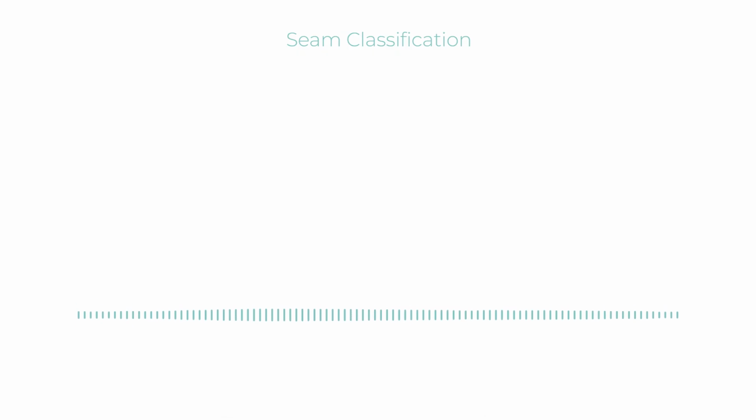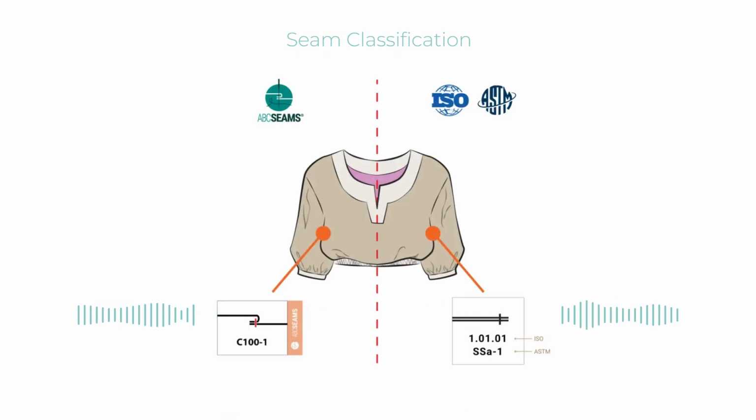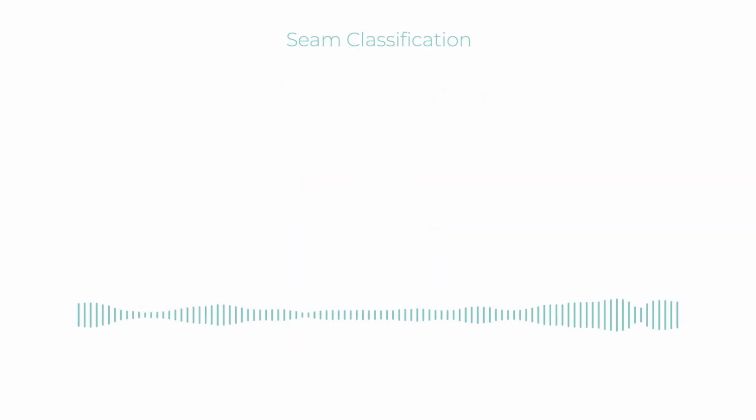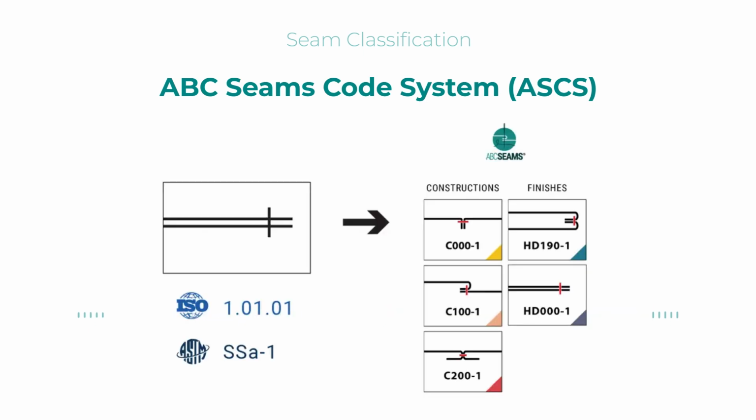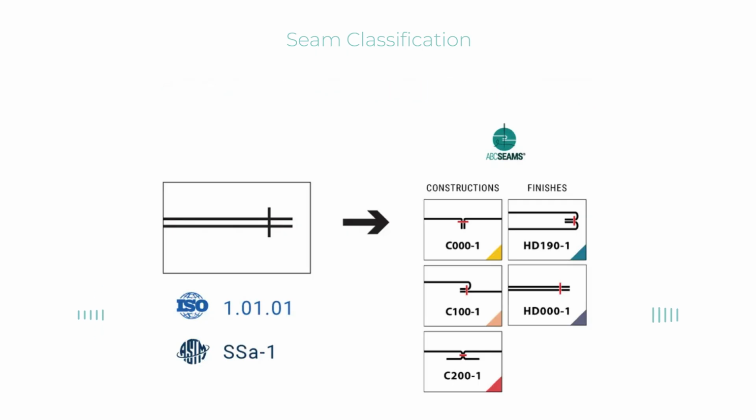What's fascinating here is how looking at the exact same seam from two different angles fundamentally changes how a technical designer approaches a tech pack. And that is why we have the second lens, which is the ABC seam system. This system classifies by what the seam actually does for the garment. It focuses entirely on purpose and function. What job is this seam performing?